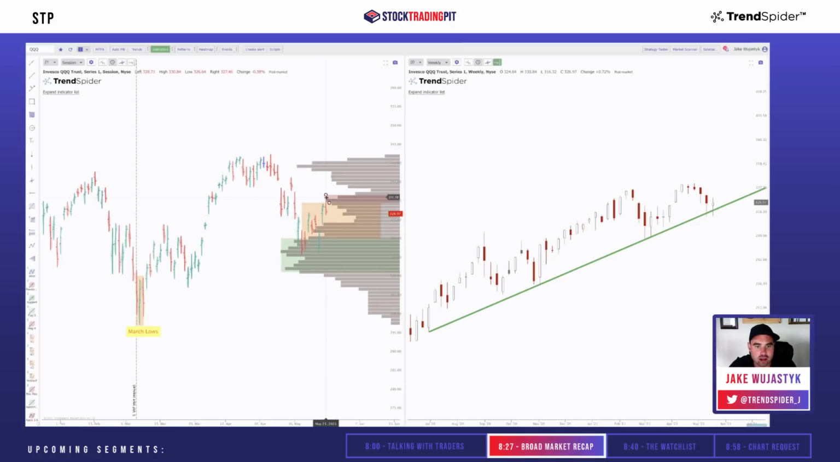And then you can see here that we were rejected right at this supply zone, this next volume node above on Friday. And not a lot of volume at the top of the range. So not necessarily the strongest move into the week ahead. But all in all, we did get the green week.